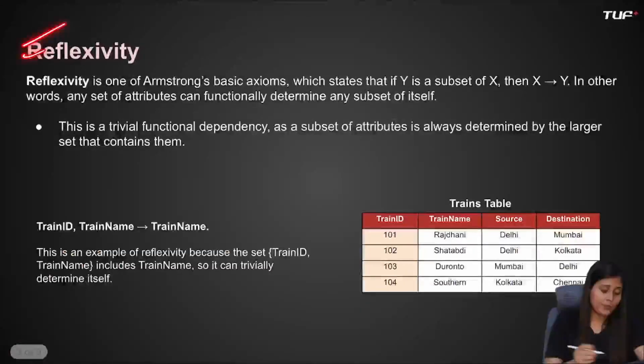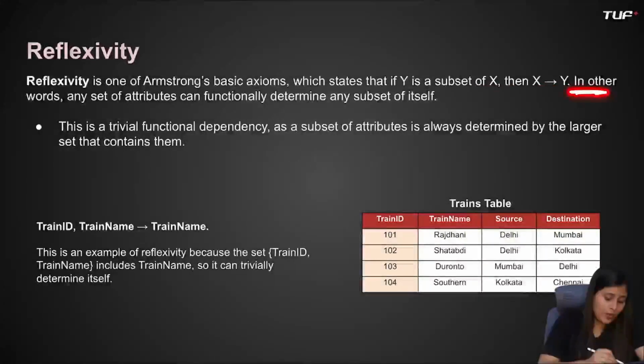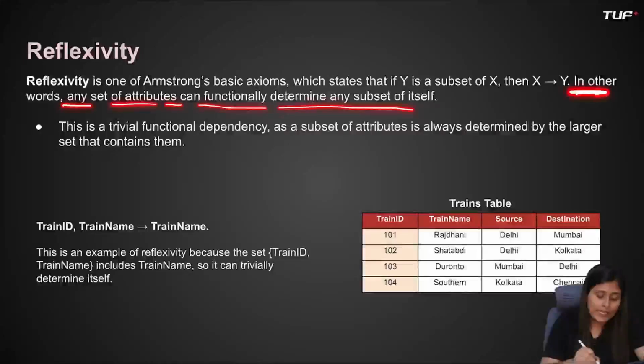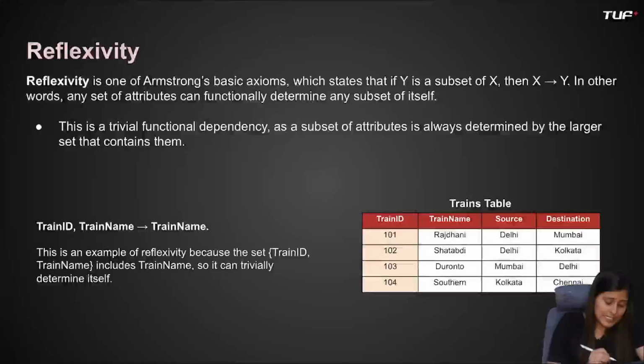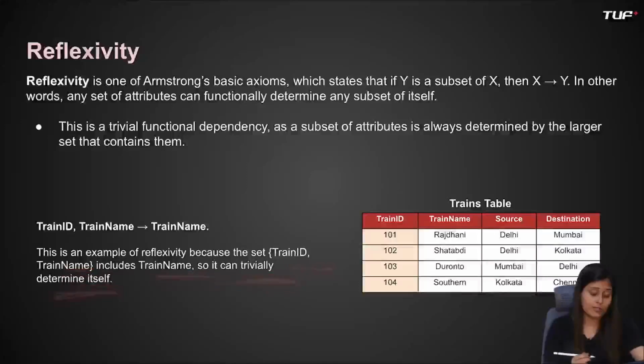First is reflexivity. It is one of the basic Armstrong axioms, which states that if y is a subset of x, then x determines y. In other words, any set of attributes can functionally determine any subset of itself. So let's suppose train ID and train name together determine train name. This is the example of reflexivity, which says that train ID and train name includes train name. So it can trivially determine itself. So it is independent, right?